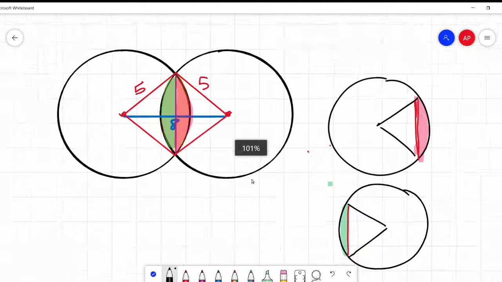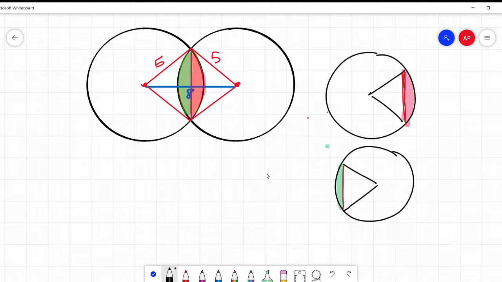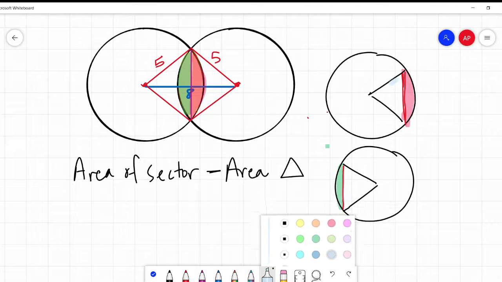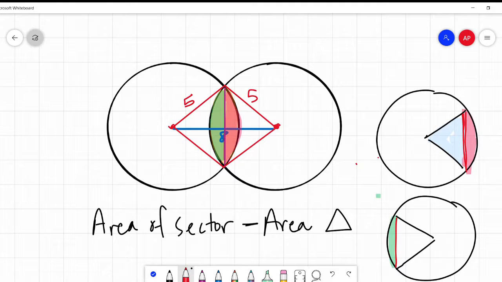So how do you find the area of a segment? The area of a segment is the area of the sector minus the area of the triangle, like this triangle that's in that sector. So the sector is the whole section, and then we just have that internal triangle. We subtract it and we'll get the area of the segment.